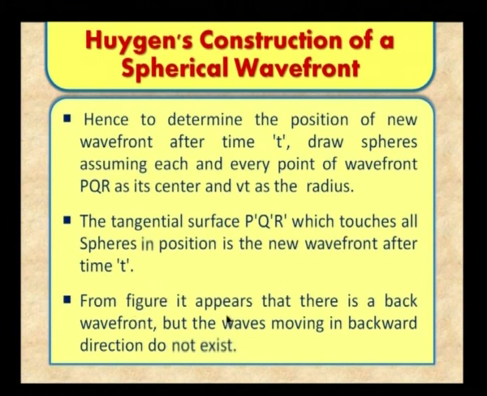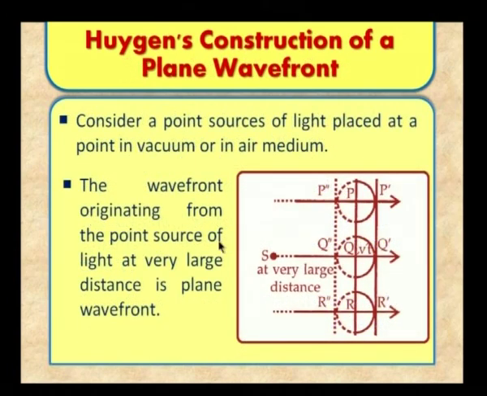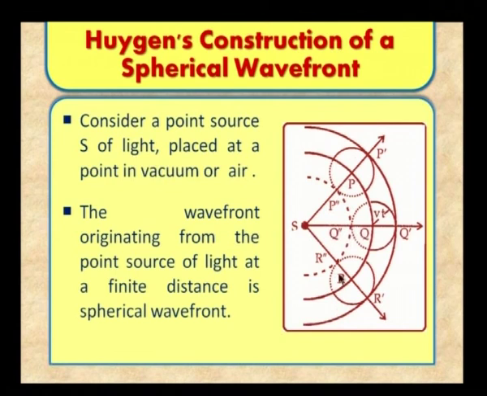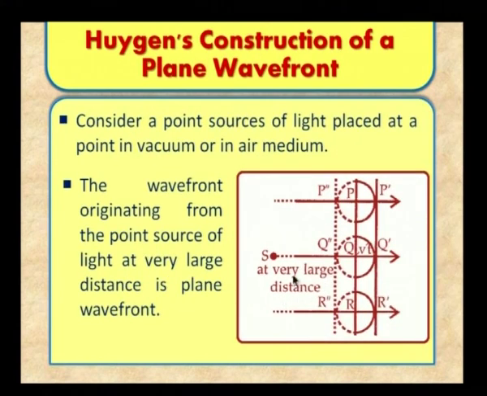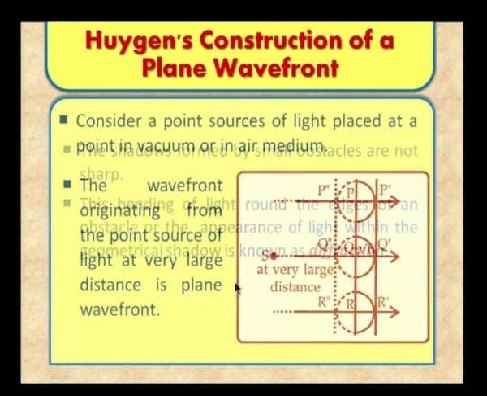From the figure it appears that there is a back wavefront, but of course, it is not of importance. Then you have a point source, which gives a spherical wavefront. If the source is at a very large distance from the screen, then you talk of the plane wavefront. This is Huygens' construction of a plane wavefront, the advancing plane wavefront, and so on. The wavefront originating from a point source of light at a very large distance is called a plane wavefront.